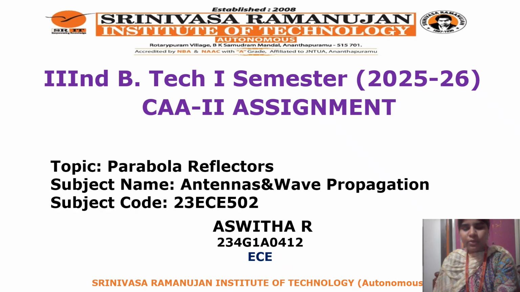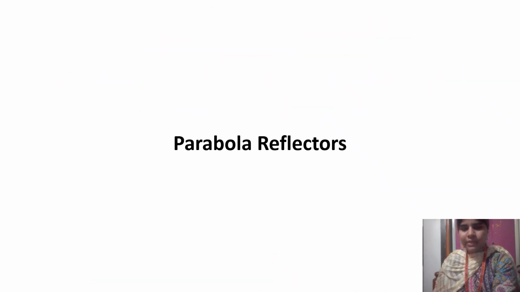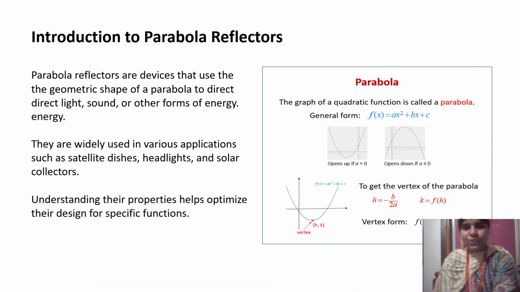Today I am here to tell about the parabola reflectors in antennas and wave propagation. Topic is parabola reflectors. Introduction to parabola reflectors. Parabola reflectors are devices that use the geometric shape of a parabola to direct light or sound or other forms of energy. They are widely used in various applications such as satellite dishes, headlights, and solar collectors. Understanding their properties helps optimize their design for specific functions.